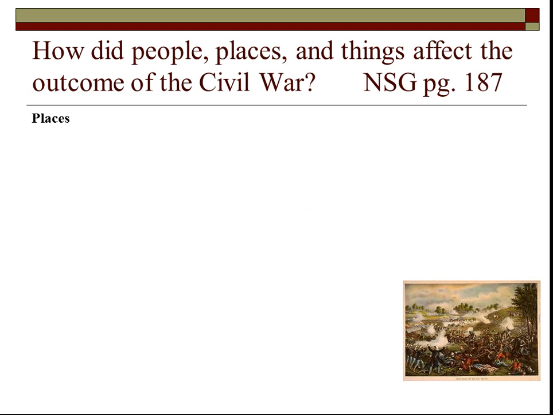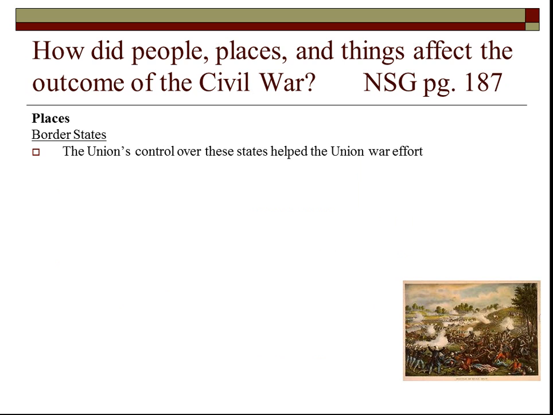There are a number of important places. Border states were important, and this affected the outcome. Most of the border states joined the Union, and this helped the Union control these states. It helped the Union win the war, eventually.